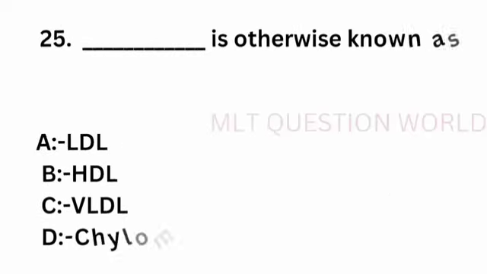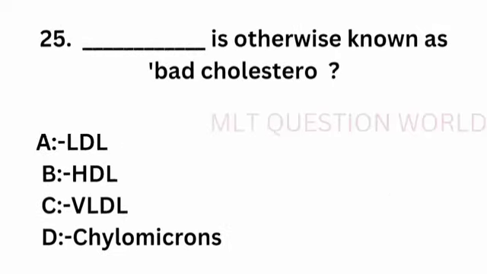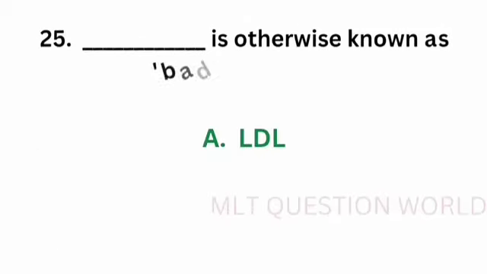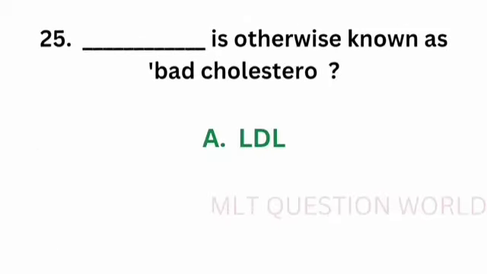Question number 25. Which is otherwise known as bad cholesterol? Option A, LDL, option B, HDL, option C, VLDL, option D, chylomicrons. The correct answer is option A, LDL or low density lipoprotein is known as bad cholesterol.